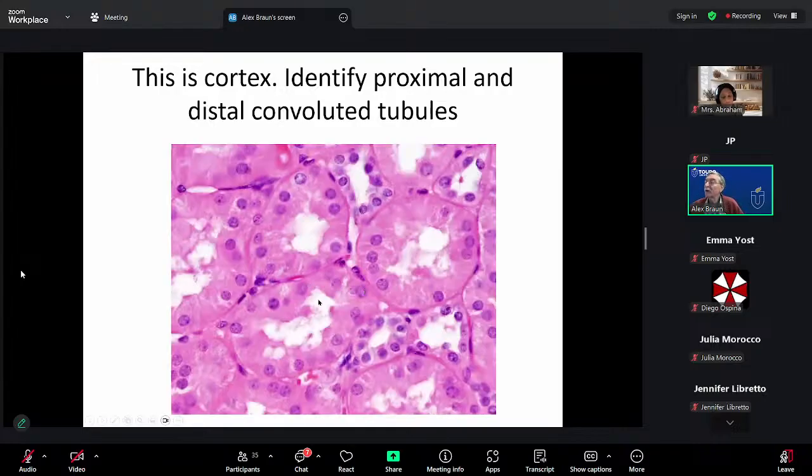Here we see the bigger, taller cells, more cytoplasm, more widely spaced nuclei, more pink cells, more raggedy border of the proximal tubules. Here, here, and here, and here. Compared to the distal tubules, here's distal, here's distal, here's distal.